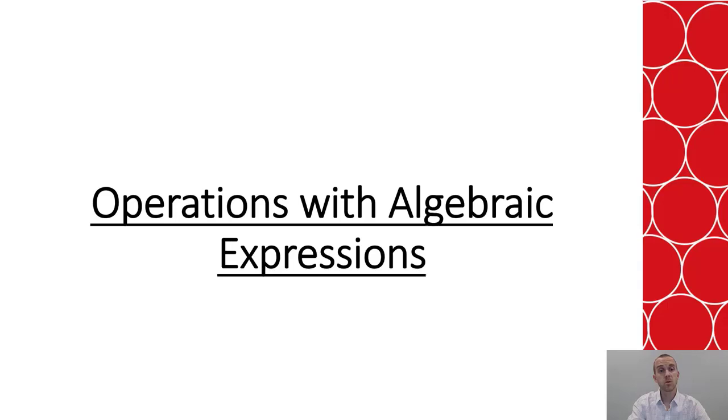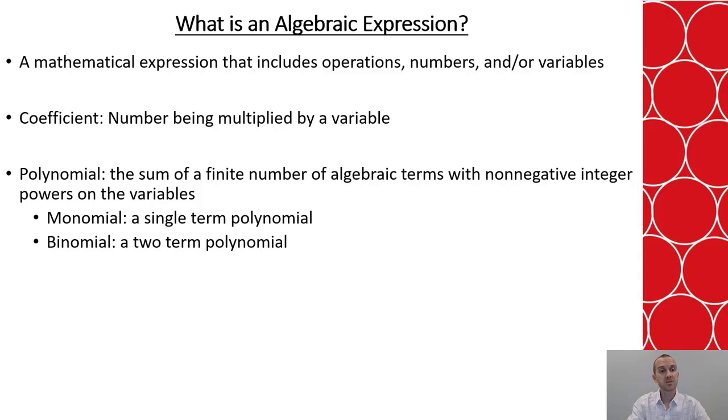In this video, we'll explore operations with algebraic expressions. Now, an algebraic expression is a mathematical expression that will include variables, numbers, and operations. A key term here is the coefficient. That is a number that's being multiplied on a variable. So if you see like 5x, the coefficient would be 5.